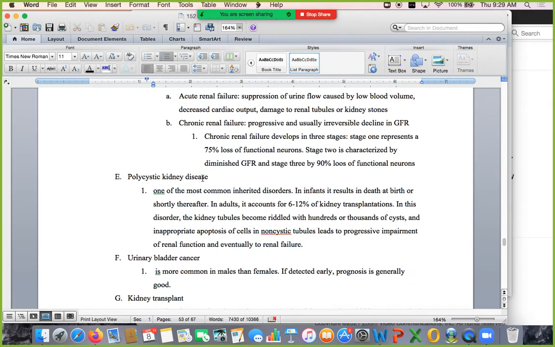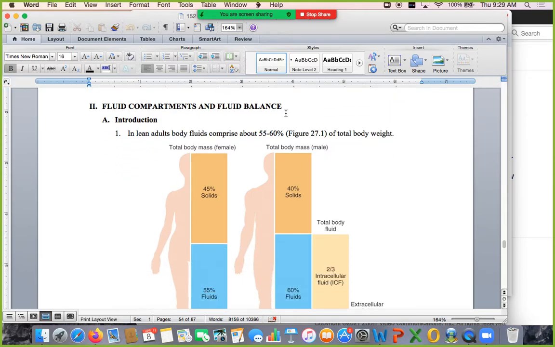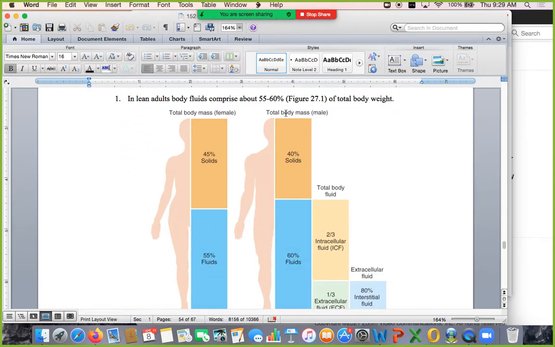All right, so that brings us on to fluid homeostasis, which I hope I can kick through in 20 minutes. We will see. So fluid homeostasis basically refers to the body fluid. Body fluid is going to be about 50% of your body. The other 50 or 45% is going to be solids.